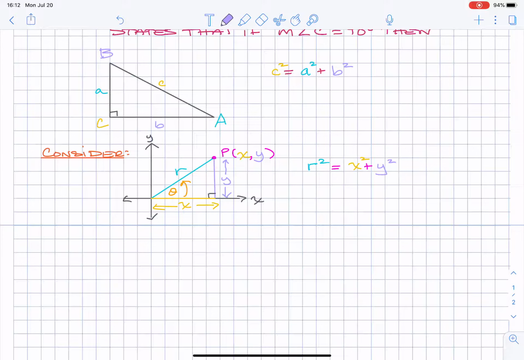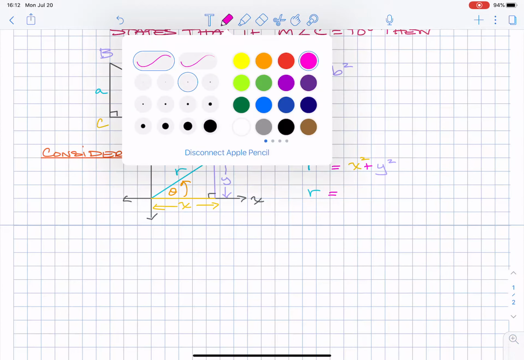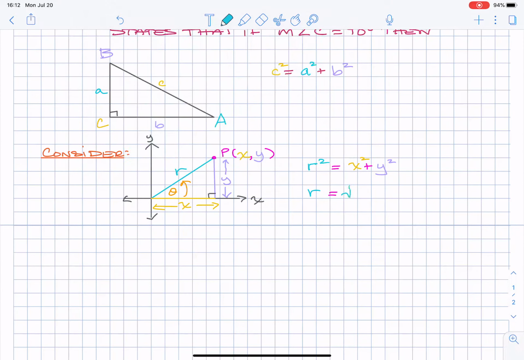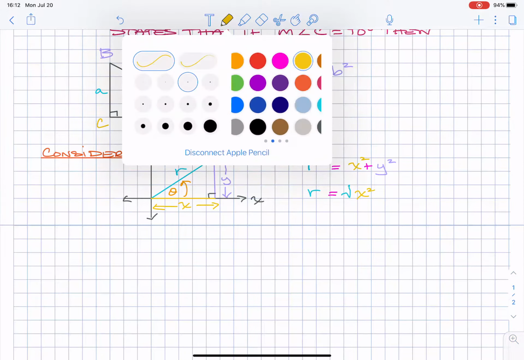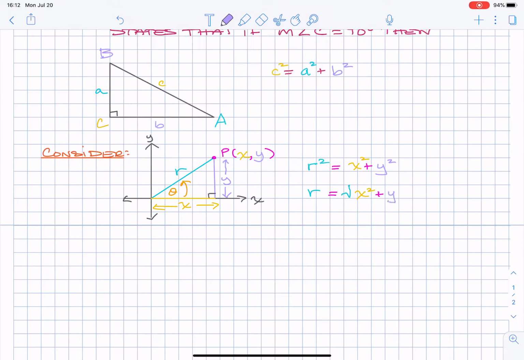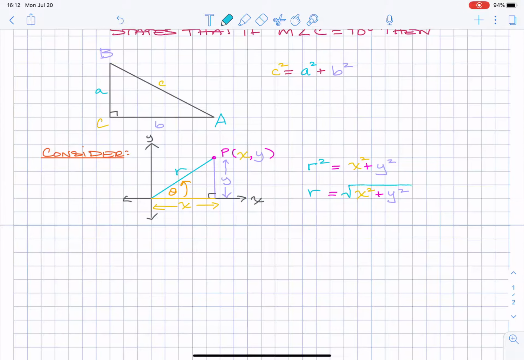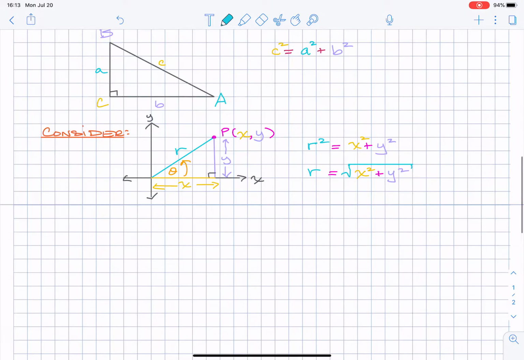So if I wanted to solve for r I would just take the square root of both sides, the positive square root. And the reason I take the positive square root is because it's a distance, and there's no way for a distance to be negative. So normally when you take a square root, you would do plus or minus, but this is distance. Distance is always positive, even if you go in reverse. Okay, so there we are. So r is the square root of x squared plus y squared. So notice that theta is in standard position, so we're okay.